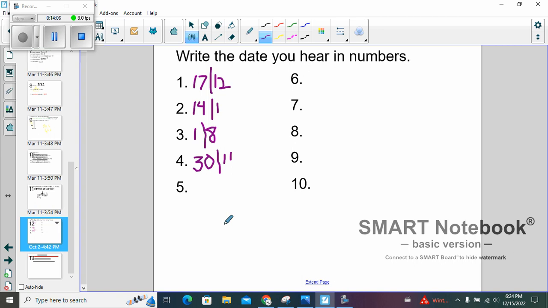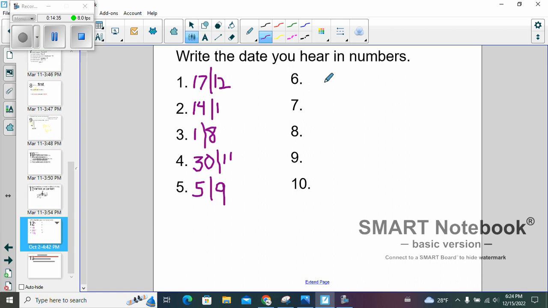Number 5. Es el 5 de septiembre. Now remember, if you need to hear it again, go ahead and pause the video. 5 de septiembre looks like this.